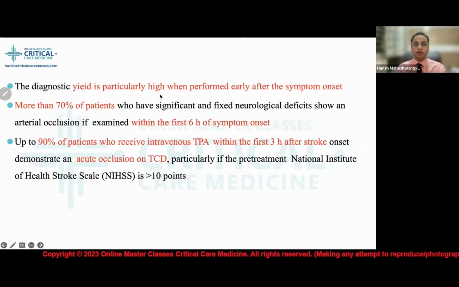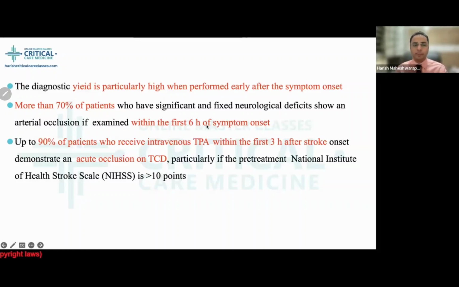The diagnostic yield is particularly high when performed early after symptom onset. More than 70% of the patients who have significant and fixed neurological deficit show an arterial occlusion if examined within the first 6 hours of symptoms. Up to 90% of patients who receive IV tenecteplase, tissue plasminogen activator, within the first 3 hours of stroke onset demonstrate acute occlusion on TCD. So basically, if done within 6 hours, you can get an idea about the amenability for neurointervention.